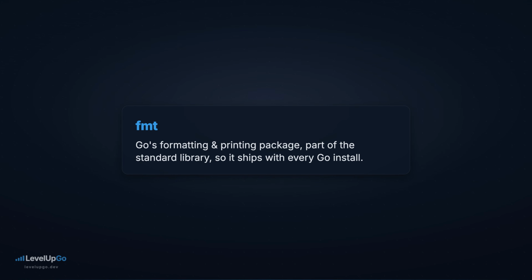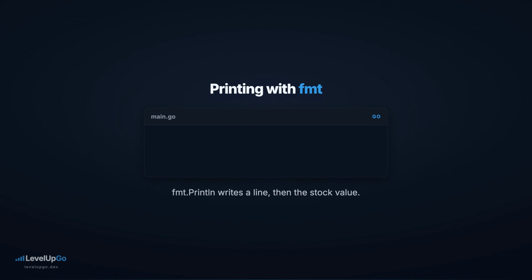And to print the value, you can use the fmt package. The fmt package is included in the standard library. That means it's included in every Go installation. So to use it, you will say import fmt, and then to print it, you can say fmt.Println. And then here we say in stock, and we pass the stock variable.